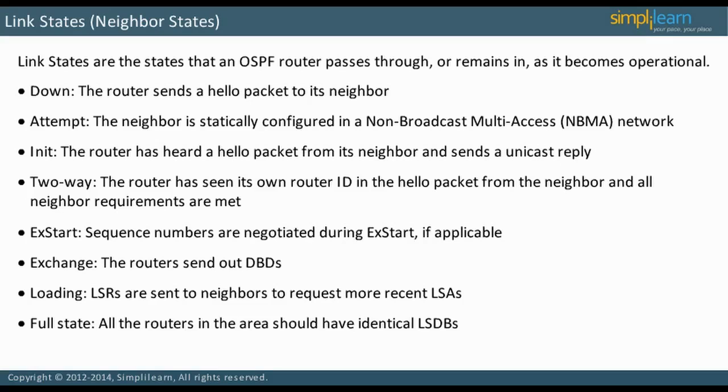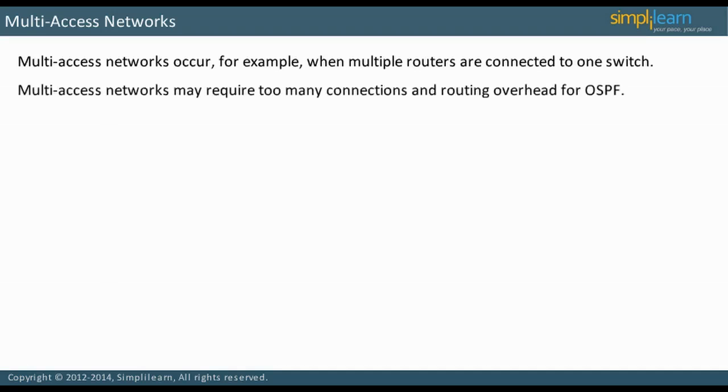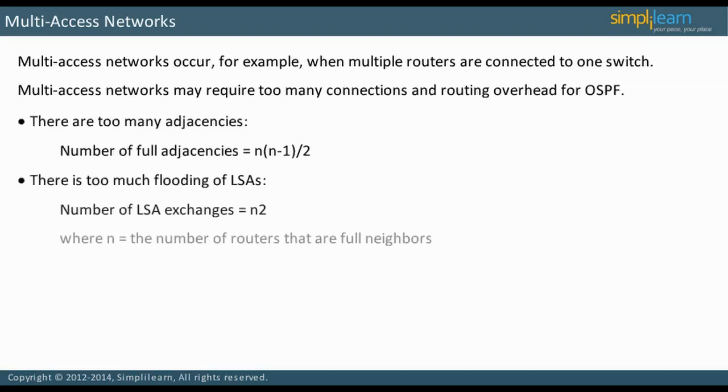In many types of networks, routers reach the full state. However, this causes problems in multi-access networks. Let us discuss this in the next slide. Multi-access networks occur, for example, when multiple routers are connected to one switch. Each of the router interfaces connected to the switch is in the same subnet. Multi-access networks may require too many connections and massive routing overhead for OSPF to function efficiently. Take some time to look at the numbers in the slide.